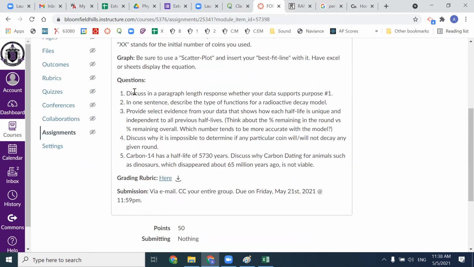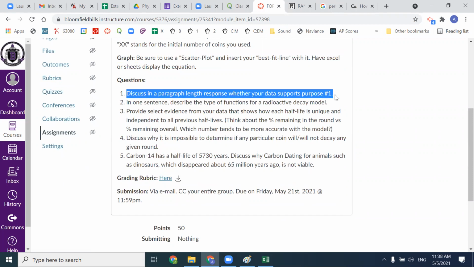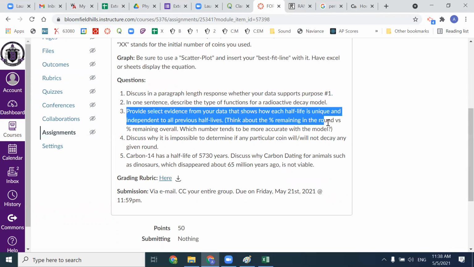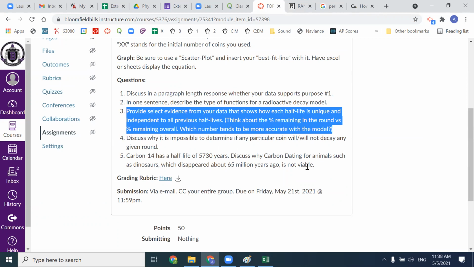The questions here: number 1 is hitting right on purpose number 1. Provide me the evidence and explain how it works. Number 2, you're hitting right on purpose 2. In one sentence, describe the type of function. Number 3, provide select evidence from your data that shows each half-life is unique and independent from the previous half-lives.